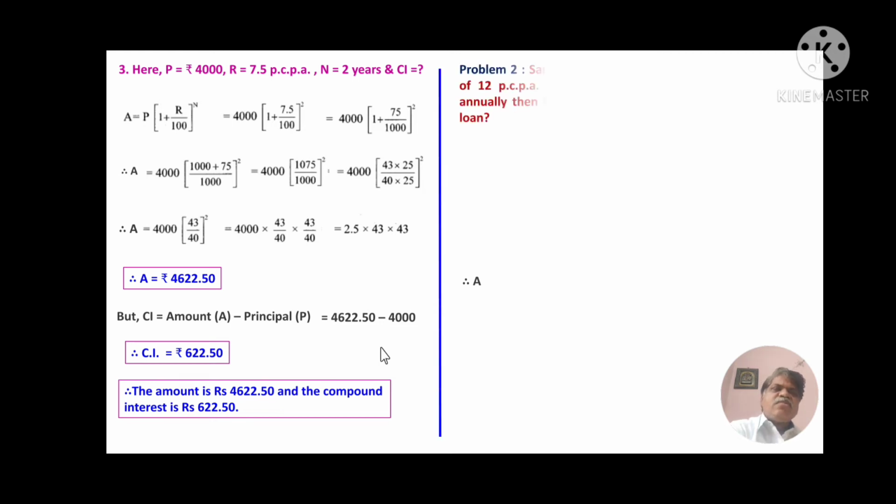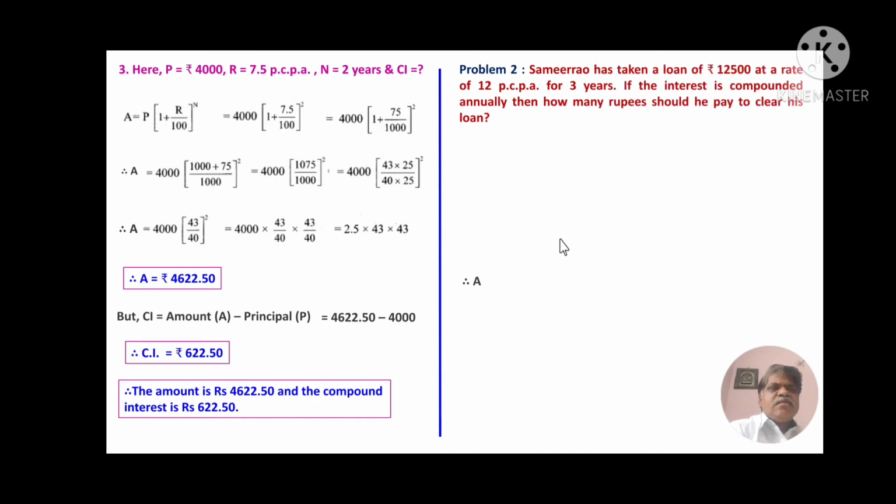Now we'll see problem number 2. Samir Rao has taken a loan of rupees 12500 at a rate of 12 PCPA for 3 years. If the interest is compounded annually, then how many rupees should he pay to clear this loan? Friends, here we are getting that P is equal to rupees 12,500, 12 is the PCPA, and N is equal to 3 years. We know that A is equal to P into bracket 1 plus R by 100 raised to N. I will put the values that have been given here.